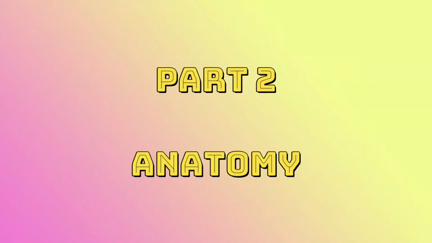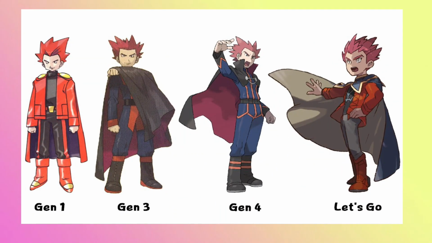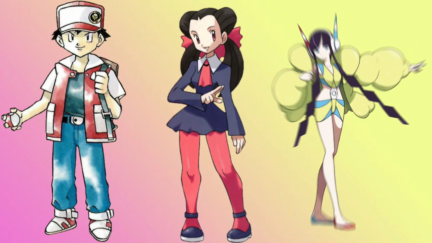Part 2. Anatomy. Sugimori style's anatomy is actually a mix of realistic body proportions and chibi style proportions. Pokemon trainer designs change from one style to another all throughout different generations. Take a closer look at how a trainer's proportion changed from generations 1 to 3 to 5.